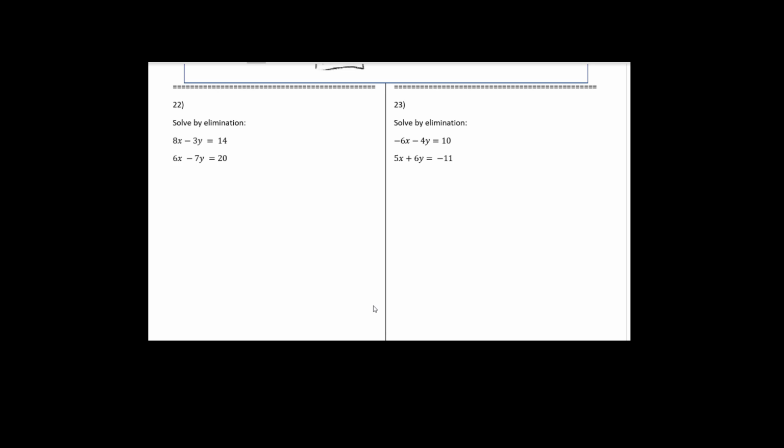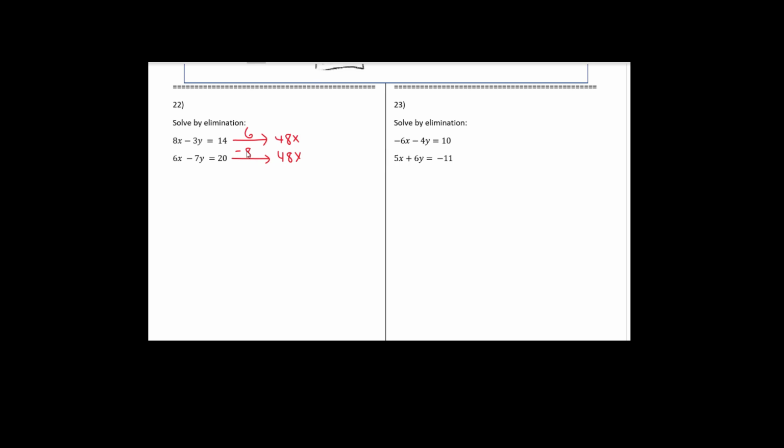Next problem is going to be to solve by elimination. So in problem 22, what we're going to do is we draw these two arrows. And we're going to put the 8 right here and the 6 right here. And then we're going to multiply 8 times 6 is 48x. 6x times 8 is 48x. And we notice that both are positive, so they don't cancel.